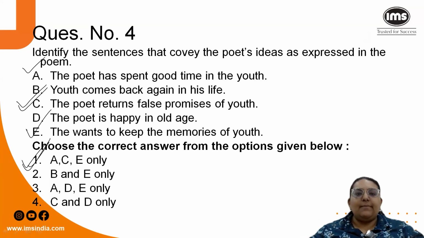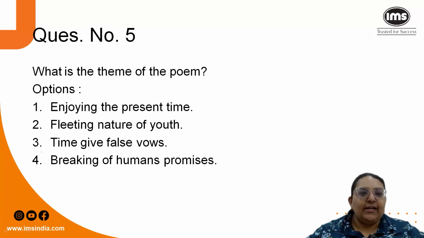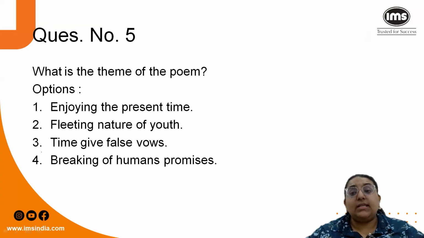We don't know anything about whether he is happy in his old age or not. So D is ruled out, and youth comes back in his life is also ruled out. Okay. Moving to the next one. What is the theme of the poem?